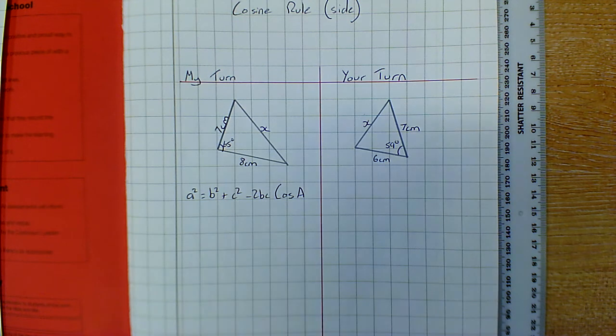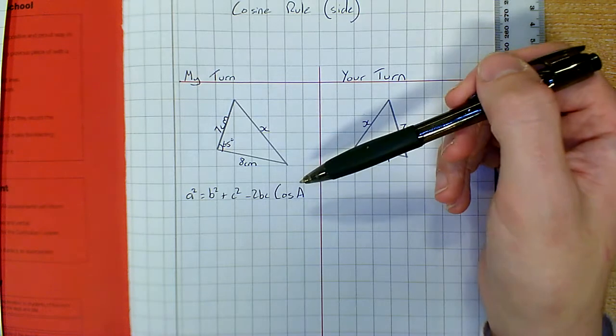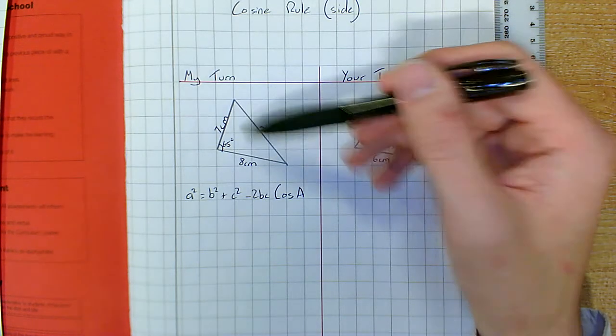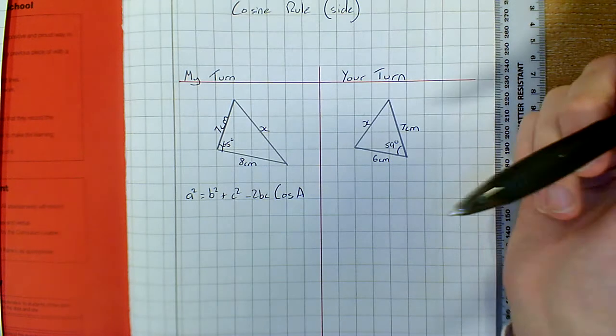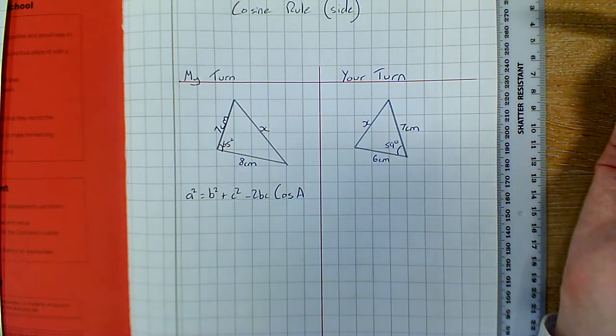Okay, now if you have a look, the reason we can't use the sine rule is because we don't have any side and corresponding angle facing it. So if I knew the size of this angle, I could do a over sine A equals b over sine B, but because I don't have that, I need to use the cosine rule instead.